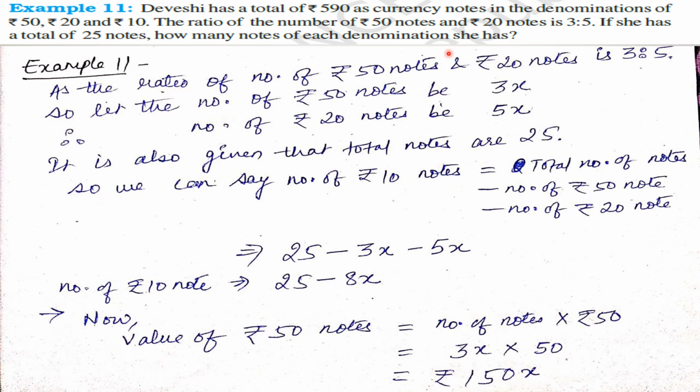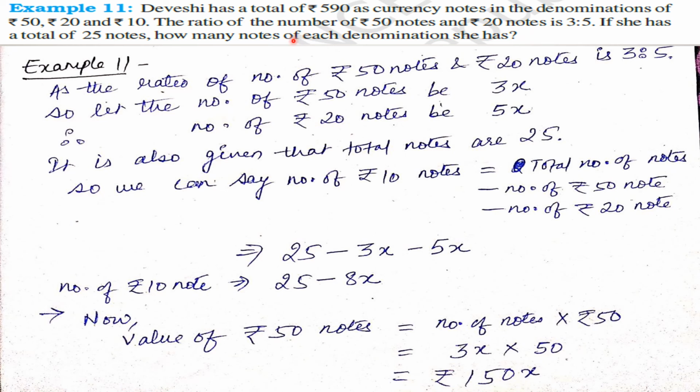One, the number of notes in total is 25. If you count all the notes, there are 25 notes in total. Second thing it is telling you: the total value of these notes is how much? 590. We have to use these two things to find the answer. And we have to find the number of each kind of notes.